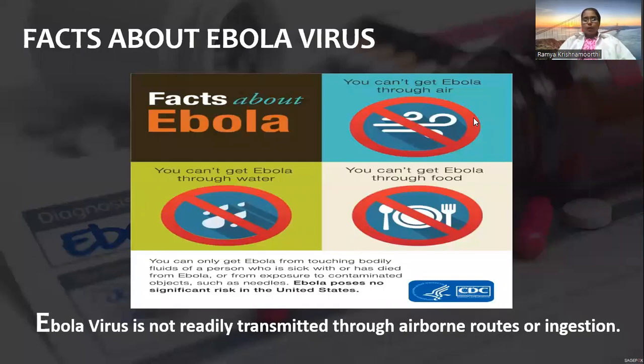Facts about Ebola virus. It is perhaps equally important to understand by what routes the virus is not spread. Ebola virus is not considered a respiratory virus and is therefore not spread through airborne routes. Individuals are not infected through ingestion of the virus from either water, food, or air.